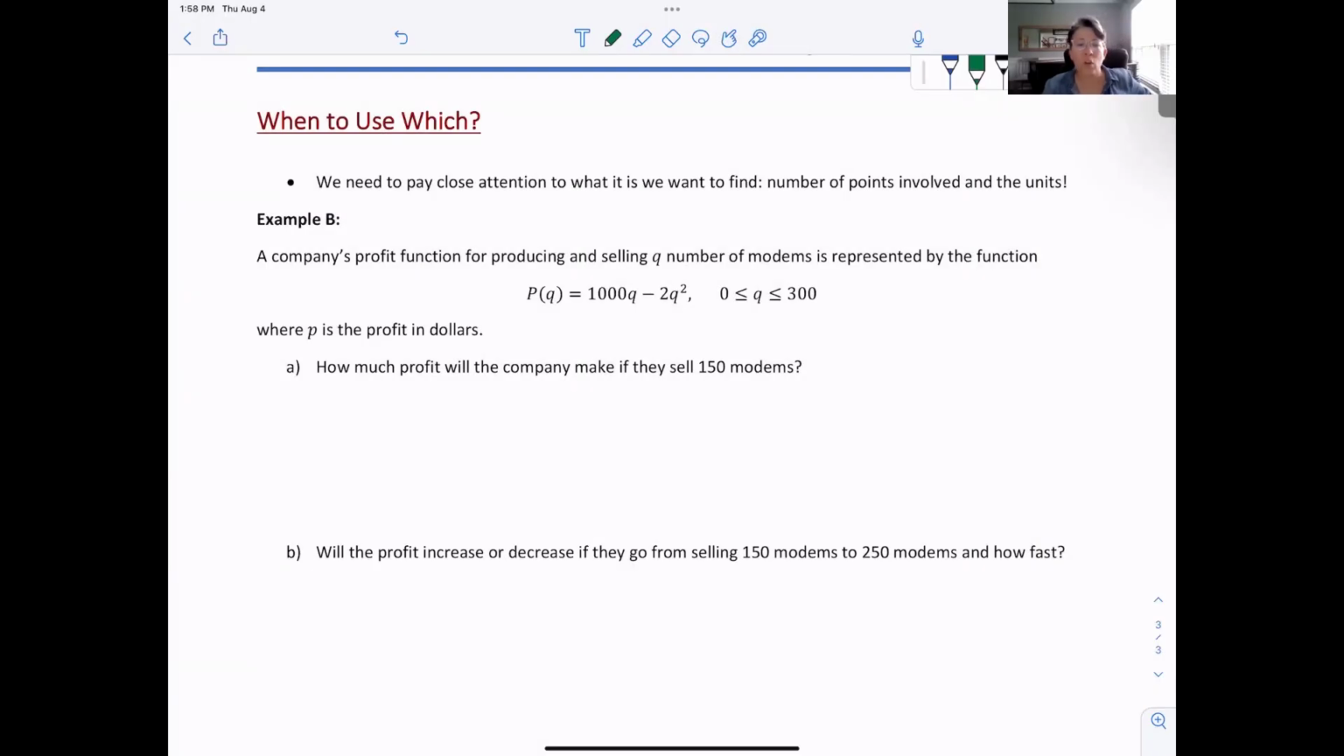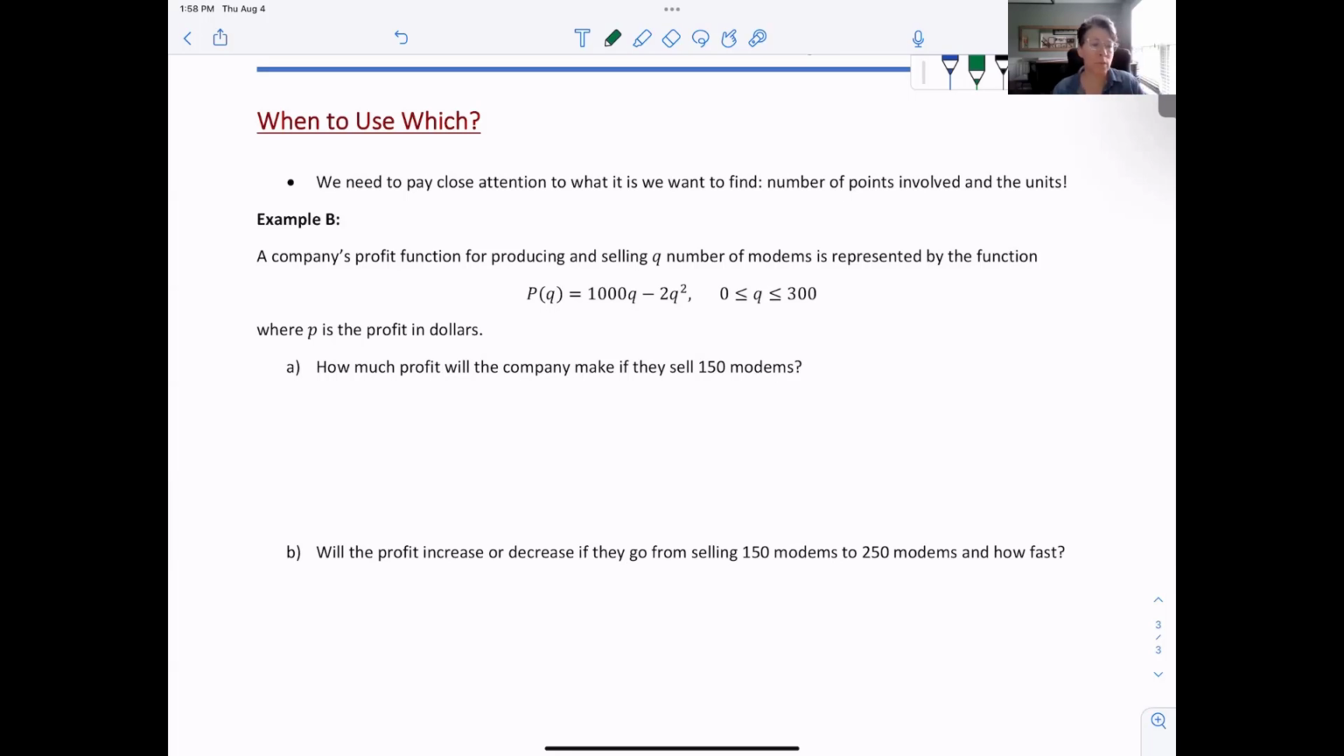So one thing that students often have trouble with is, when do we use which? You need to know just by reading the problem whether they're looking for a secant, an average rate of change, or an instantaneous rate of change, or maybe not a rate of change at all. Maybe they just want you to plug in a value. So don't get hung up on which section are we in, I'll need to do this or that. Think of it like an exam where all the problems are mixed in together. What will be your clues as to your approach? We need to pay close attention to what it is we want to find. That also includes the number of points involved and the units.